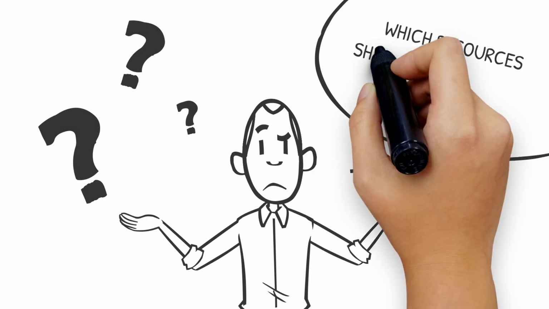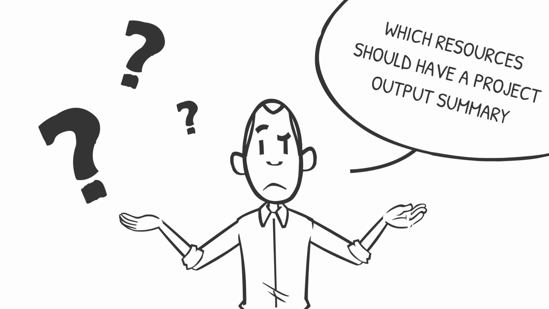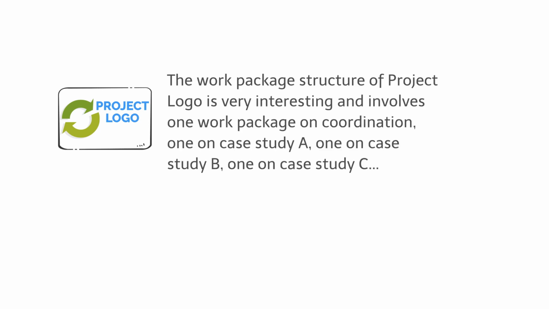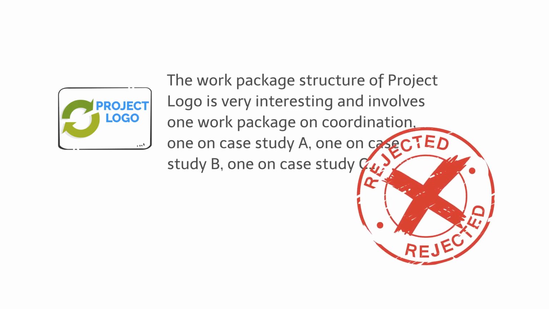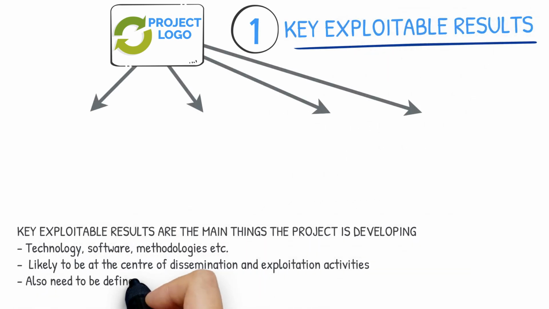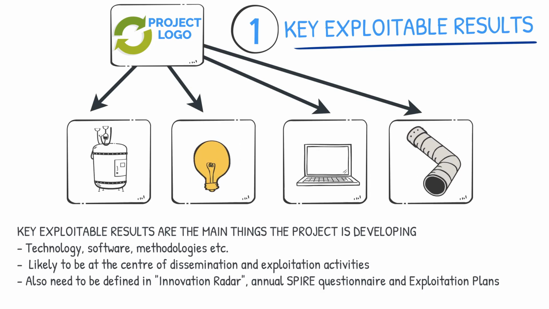The question is, what outputs? Which resources should have a project output summary? The logical place to start might be at the top, with an overall description of your project objectives and structure. But no, this can stay on your project website. We need to go a step down to your key exploitable results. These are the main things the project is developing. Things like technology, equipment, software, methodologies.